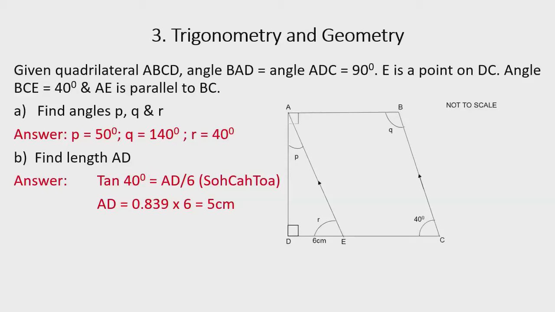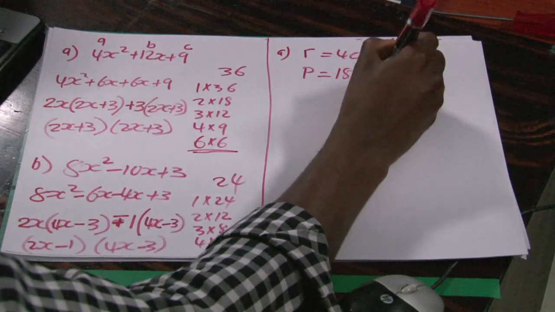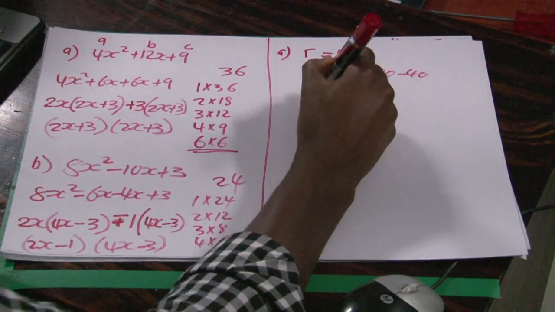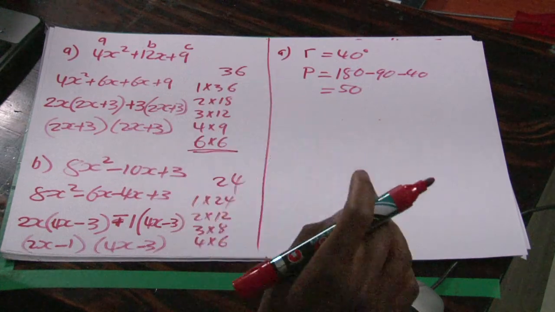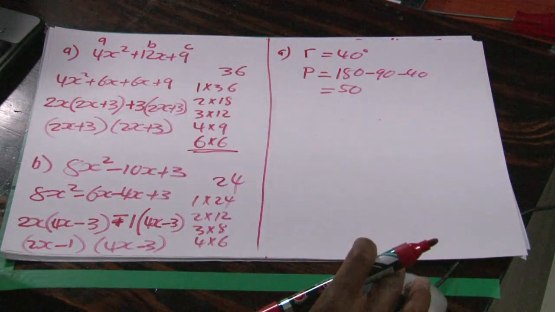Then how do you find P? We know already that R is 40. This one is 90. The summation of angles within a triangle is supposed to be 180. So it's going to be 180 minus 90 minus 40, which will give you 50. So P is 50. That's how we got 50.